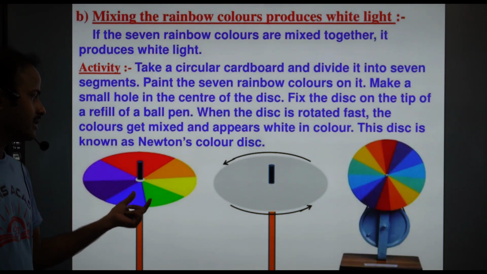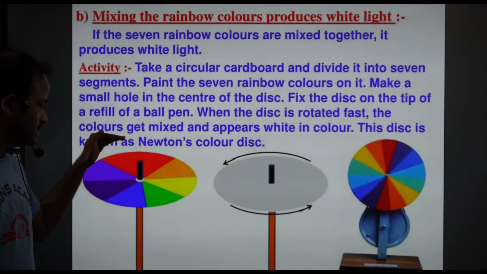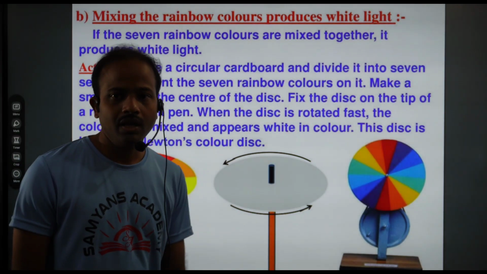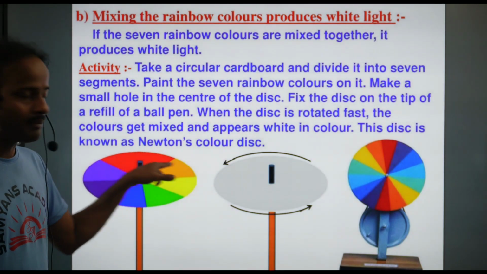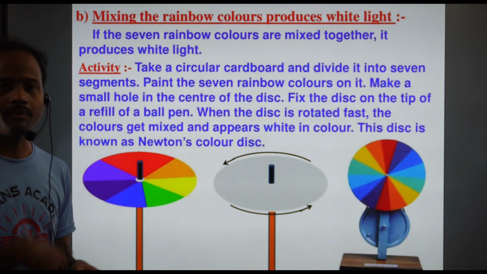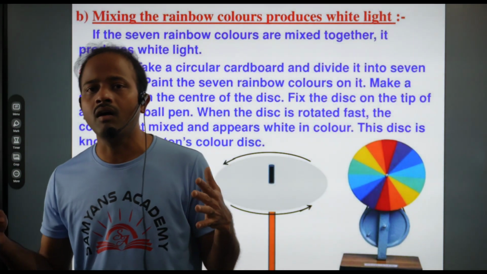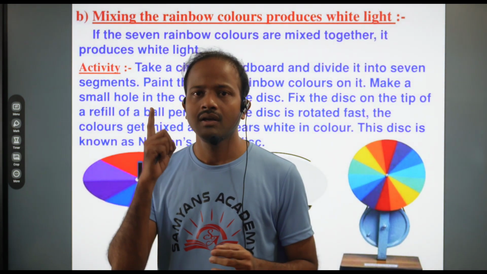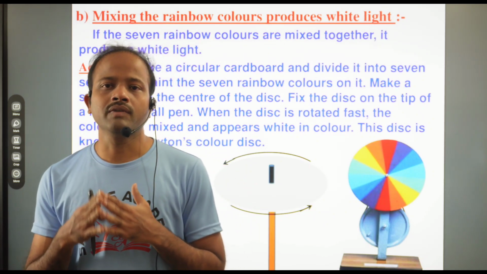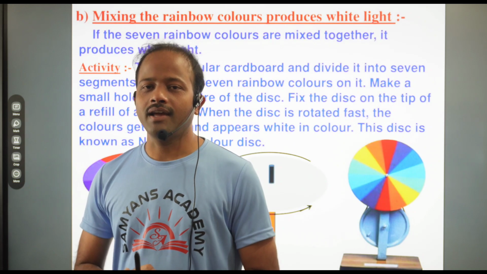You take the disc and paint all 7 colors on this disc. You place this disc on a small pen refill and rotate it very fast. Then these 7 colors appear as white color. When you rotate all these 7 colors fast, what will happen? They will appear as white color. Means when you mix all 7 colors, it appears as white color. When you mix all rainbow colors, it will appear as white sunlight. This is your chapter light.